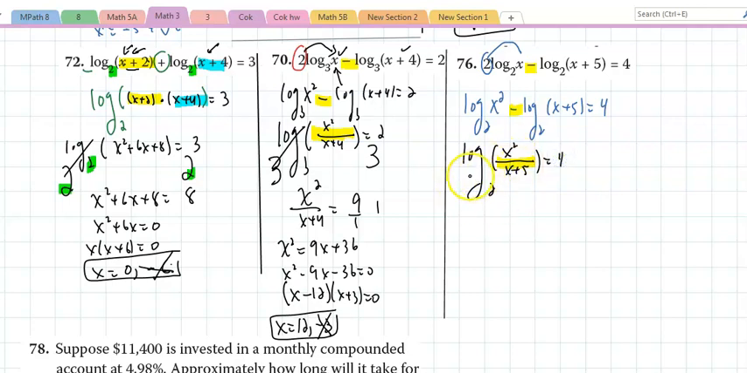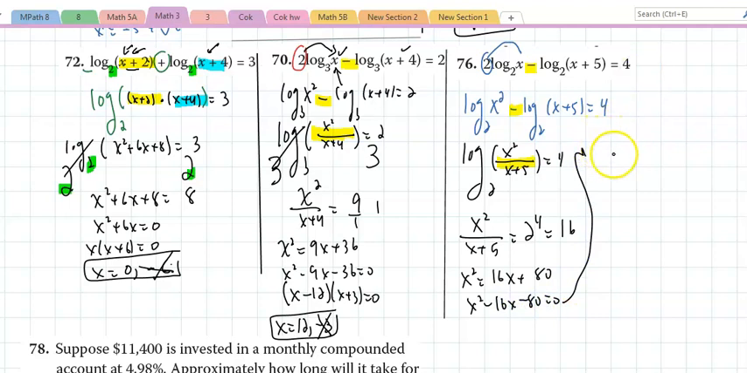And if I make those powers a base 2, that's going to make this x squared over x plus 5 equal 2 to the 4th. Hopefully you're that comfortable with that. That is 16. Cross multiply, or clear the fractions, 16x plus 80. And x squared minus 16x minus 80. I shouldn't rush.